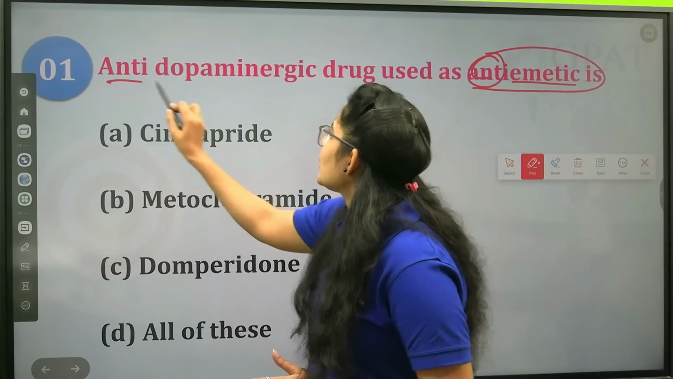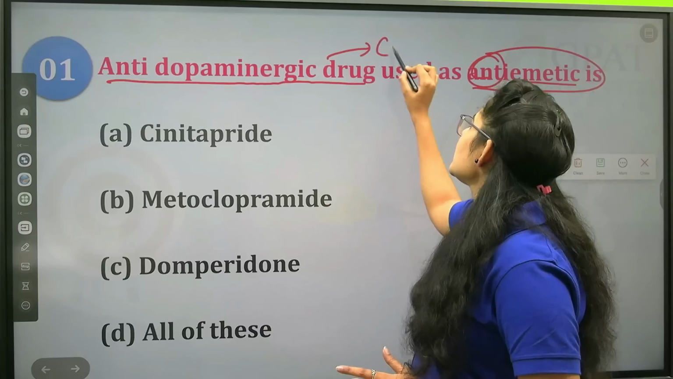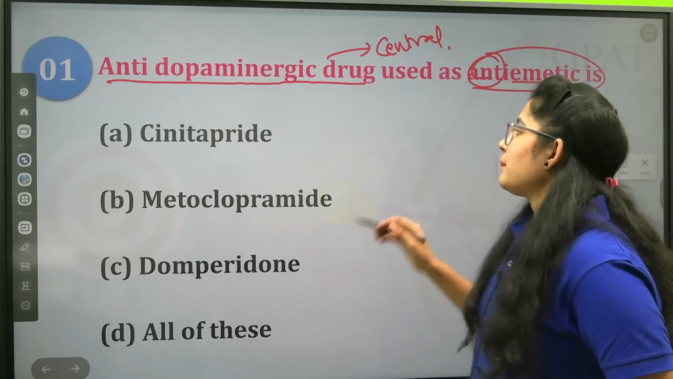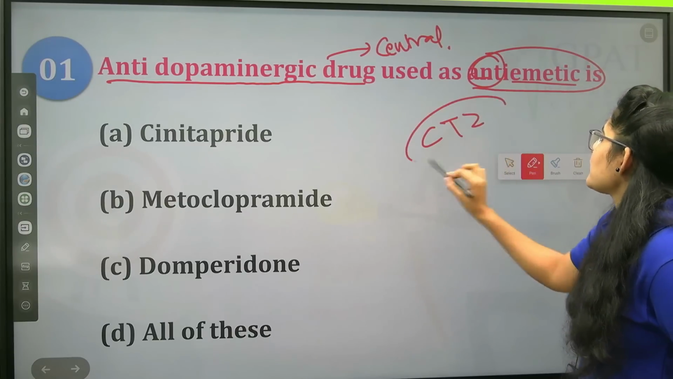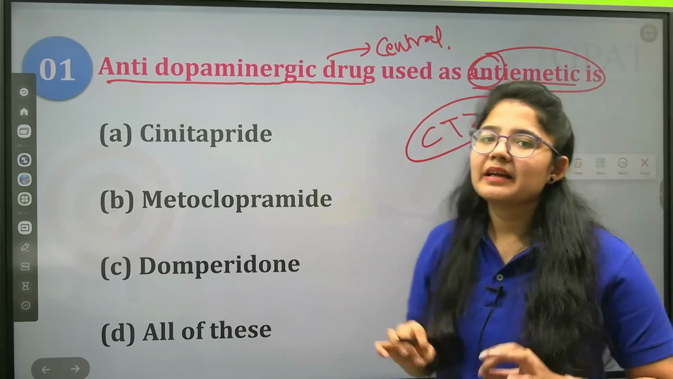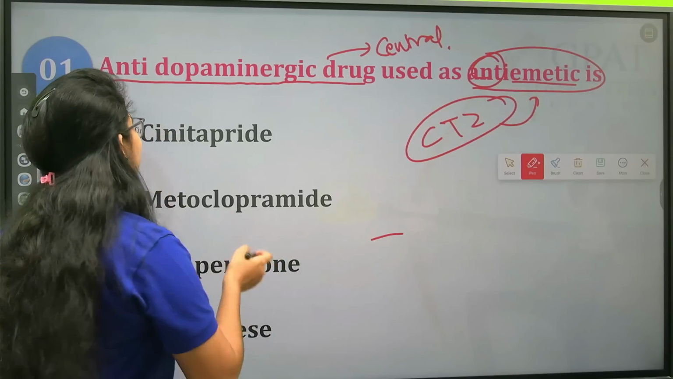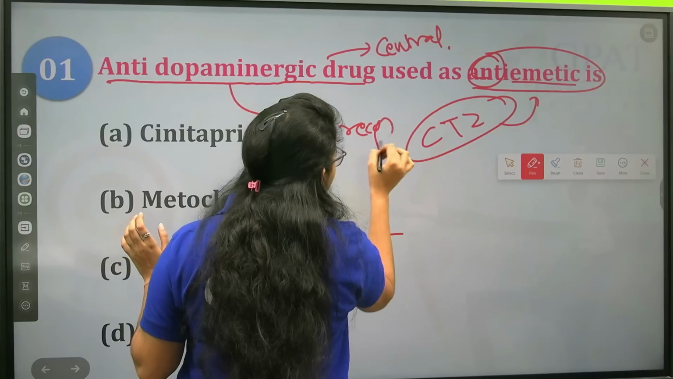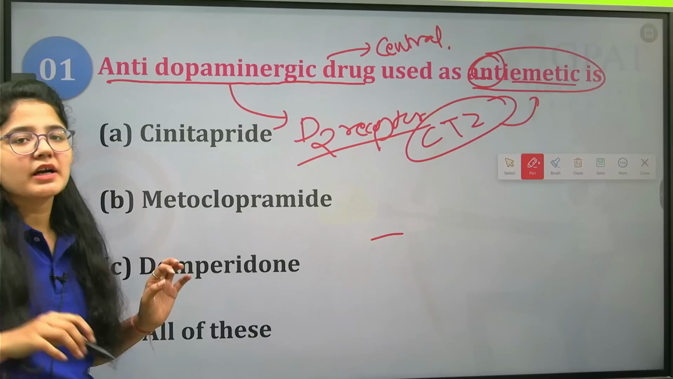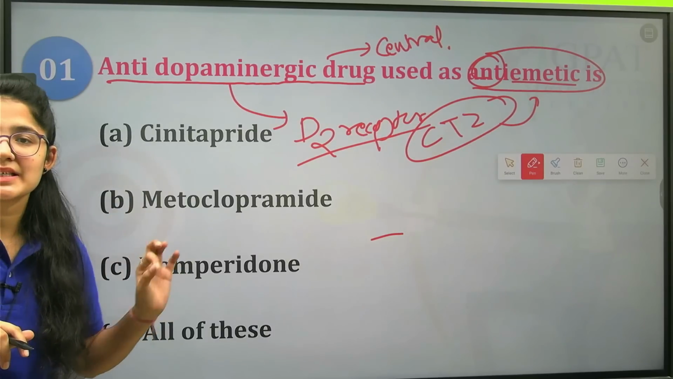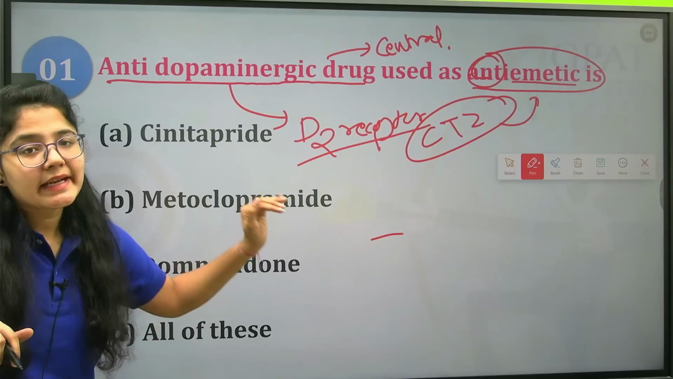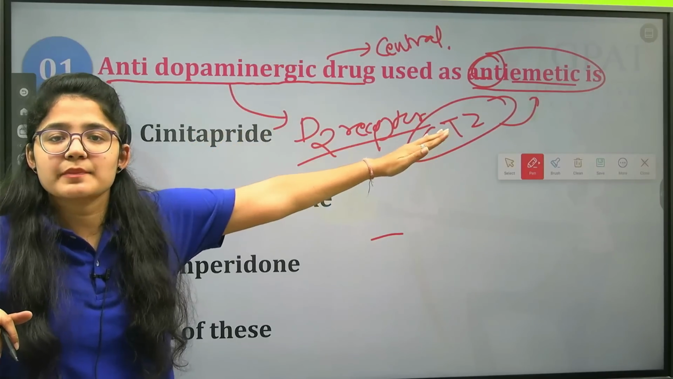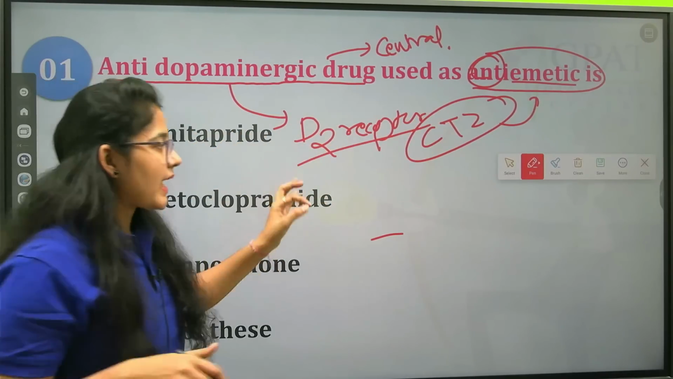Next is anti-dopaminergic drug. It acts on your central nervous system, that is the trigger zone, because the CTZ is responsible to control your emetic process. Now, this anti-dopaminergic drug will act at your D2 receptor, that is, it will close the central nervous system response. So your GIT movement will also decrease. That's why this anti-dopaminergic drug is responsible for your antiemetic action also.